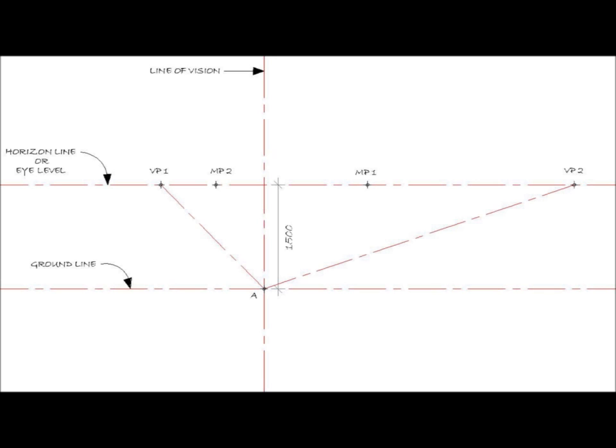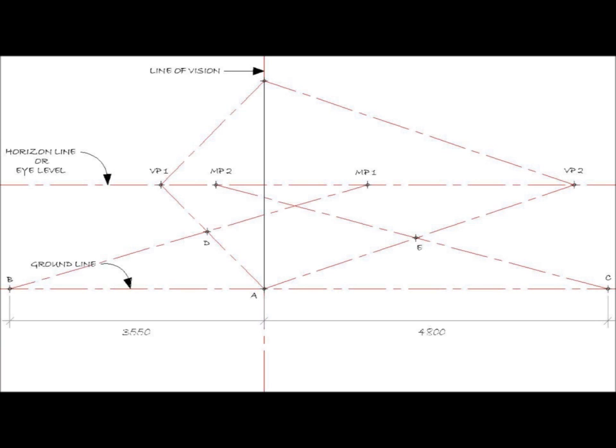Now point A is the intersection of the line of vision with the ground line, and we join point A with both the vanishing points. These are the ground lines of the room in perspective. Now mark out the height of the room at a distance of 3000 from point A to give you point B and join B to both the vanishing points. Now for the room width, on the left side of the line of vision, take point B at a distance of 3550 from A on the ground line, and for the length of the room, take point C at a distance of 4800 on the ground line.